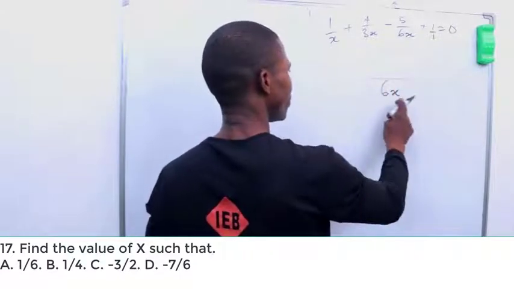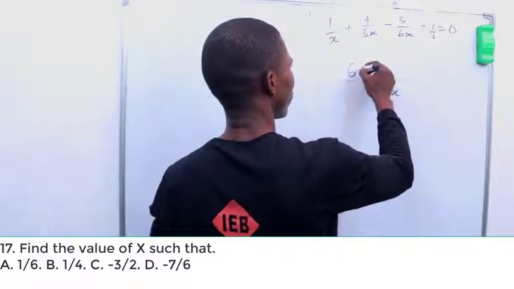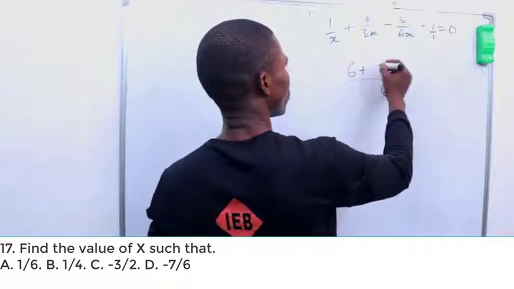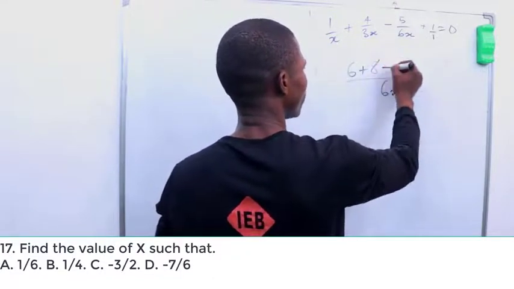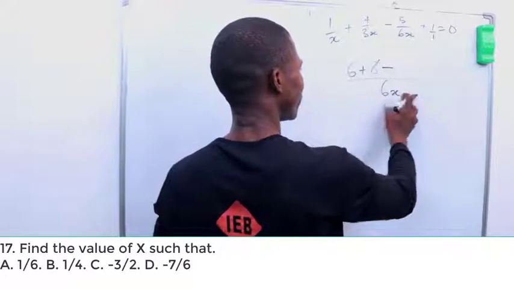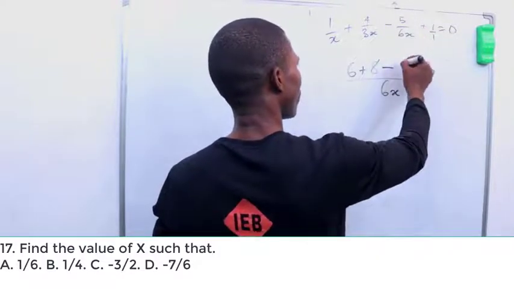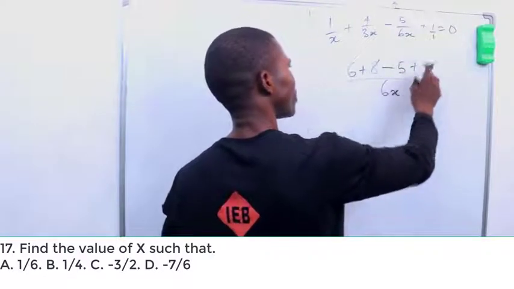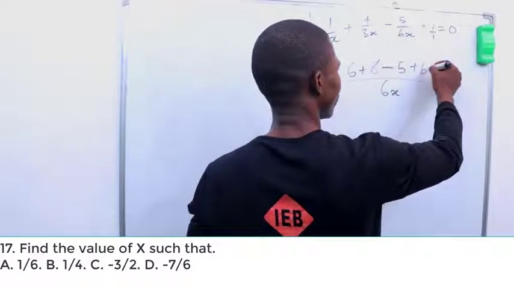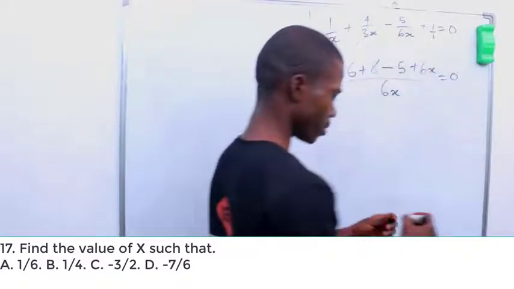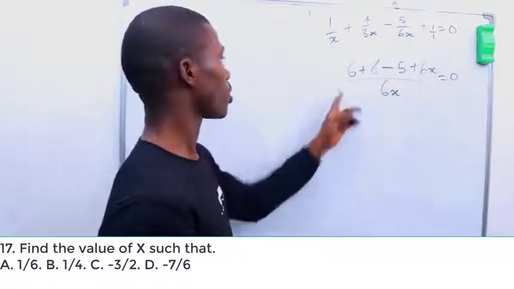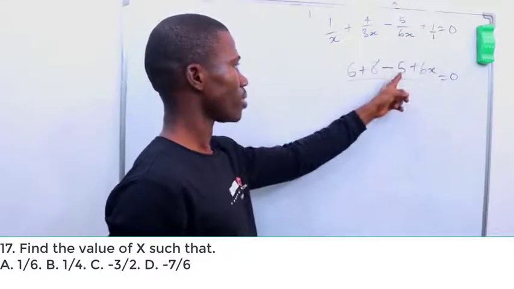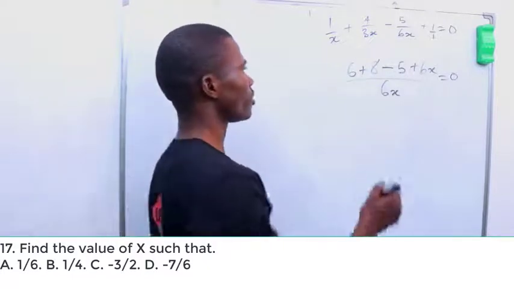So if x divides 6x, it will give us 6. Plus, if 3x divides 6x, it will give us 2. 2 times this 4 will give us 8. We put our negative sign. 6x divides 6x will give us 1, times this 5. Plus, 1 divides 6x will give us 6x times 1. That is 6x equal to 0. Okay, so what shall we do now? Collect like terms. This is 6 plus 8 will give us 14 minus 5. 14 minus 5 will definitely give us 9.